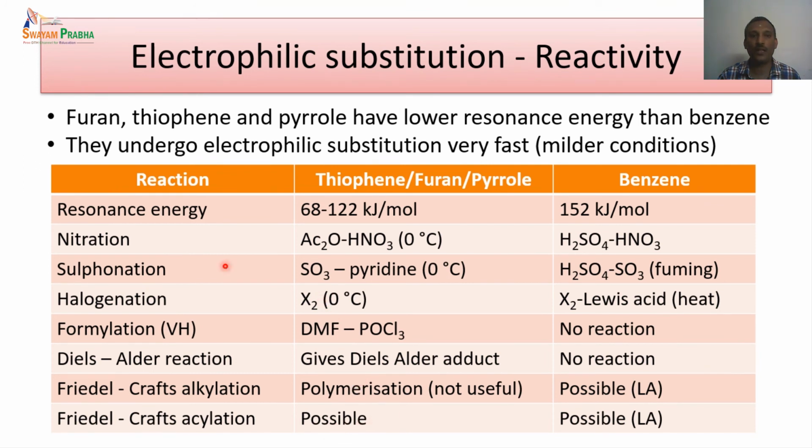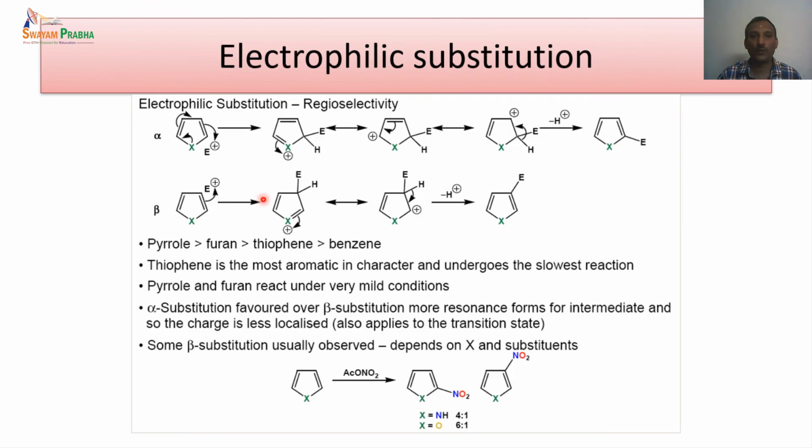So this is how we can compare the resonance energy with reactivity, and we will look at each reaction one by one in detail. When we talk about electrophilic substitution, we talk about regioselectivity also. We will see some of the reasons why we get regioisomers in the case of heterocycles. So here we have alpha substitution, and here we have beta substitution. When the alpha substitution happens, the electrophile is added to the adjacent carbon, that is carbon number 2, and when the beta substitution happens, the electrophile is added to carbon number 3. These are the various resonance structures which are responsible for this. We will look at individual steps in more detail.